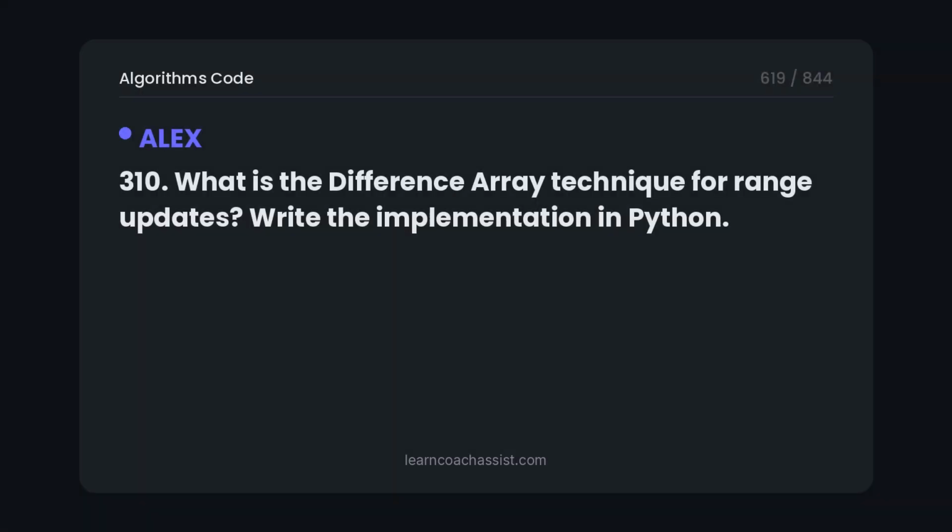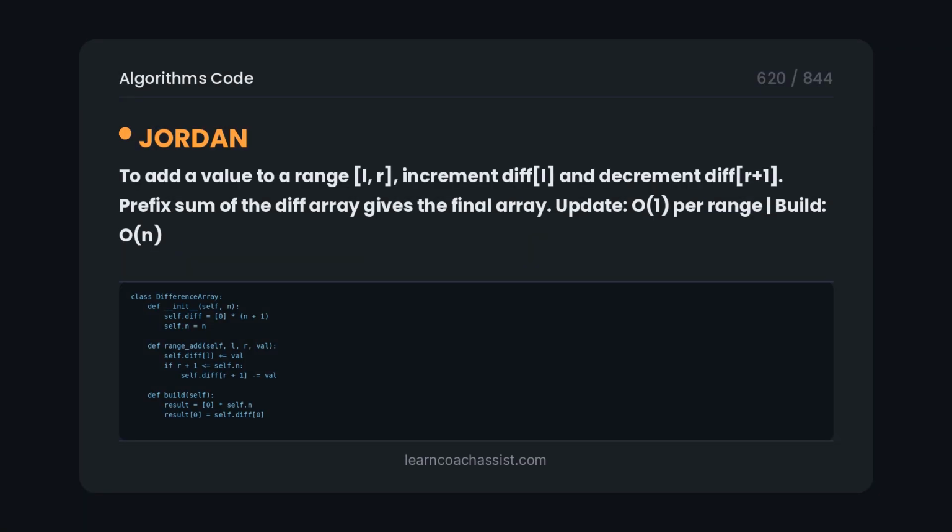310. What is the difference array technique for range updates? Write the implementation in Python. To add a value to a range [L, R], increment diff[L] and decrement diff[R + 1]. The prefix sum of the diff array gives the final array. Update O(1) per range, build O(n).